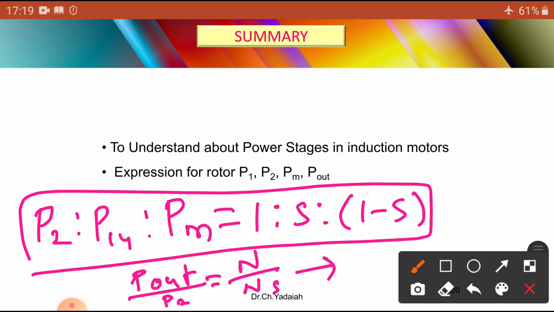At the same time, we have also seen the synchronous watt. What is a synchronous watt? It is the torque which develops a power of 1 watt at the synchronous speed of the motor. If the motor is running at synchronous speed, the torque which develops 1 watt of power, that power is known as the synchronous watt, which is nothing but P2.